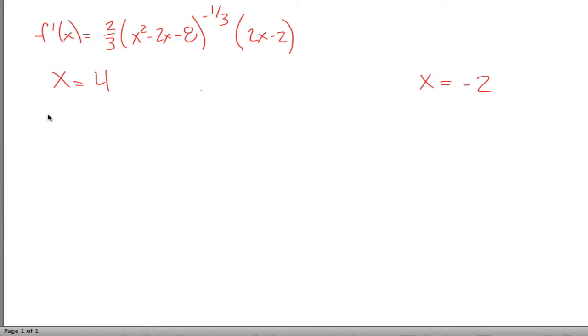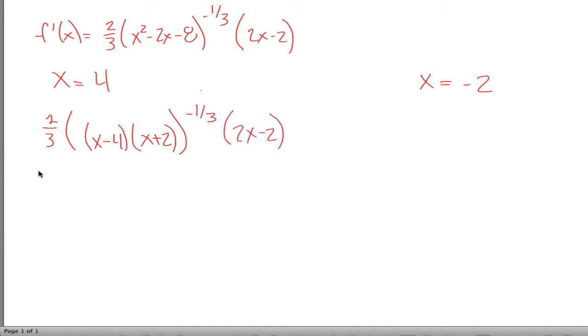And I think the easiest way to do that is to factor our derivative a little bit more. This is really x minus 4 times x plus 2 raised up to the negative 1/3 power times 2x minus 2.